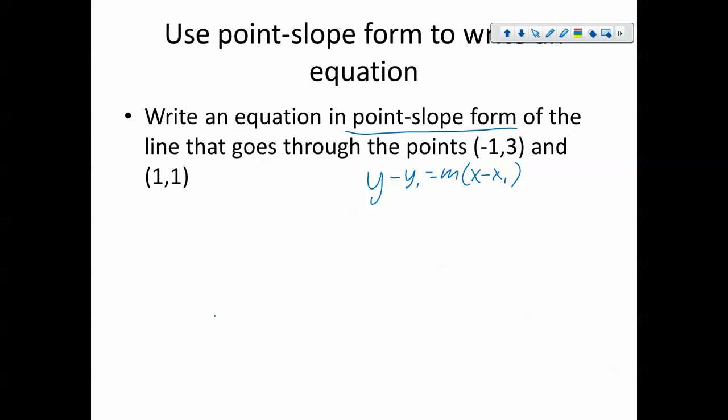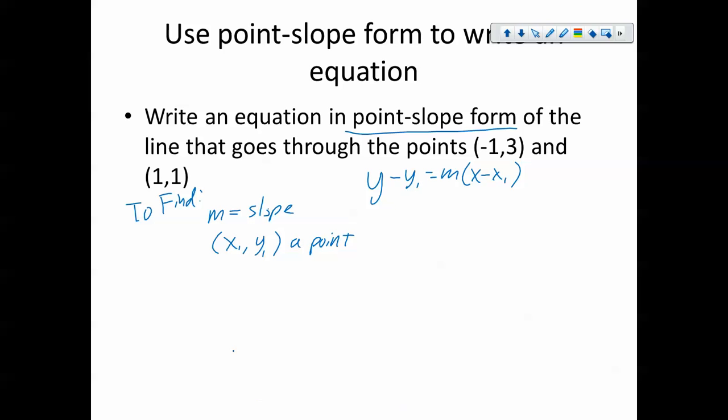What do I need to find? I need to find the slope. And I need to find a point. If I can find those two things, I have all of the ingredients to create this equation in point-slope form. Alright, so am I given slope in my question stem? And line goes through the points, blah and blah. No, I'm not. But I was given 2 points.